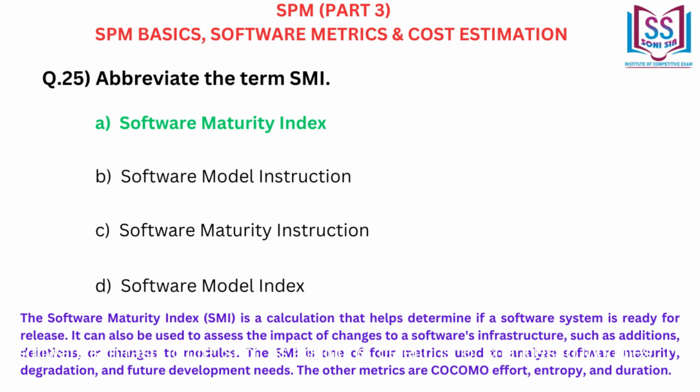Software Maturity Index. The Software Maturity Index, SMI, is a calculation that helps determine if a software system is ready for release. It can also be used to assess the impact of changes to a software's infrastructure, such as additions, deletions, or changes to modules. The SMI is one of 4 metrics used to analyze software maturity, degradation, and future development needs. The other metrics are COCOMO effort, entropy, and duration.